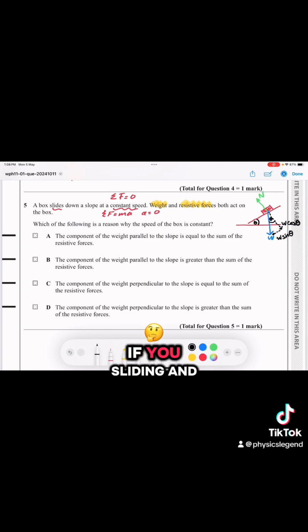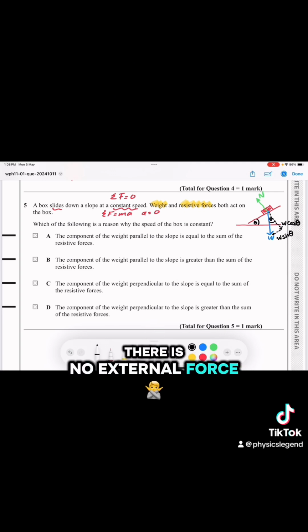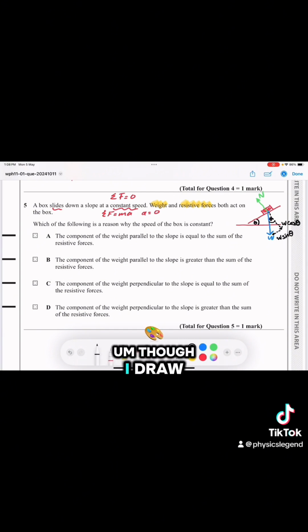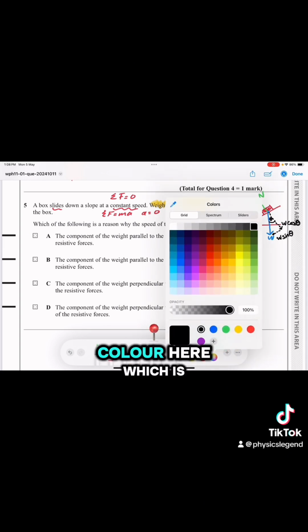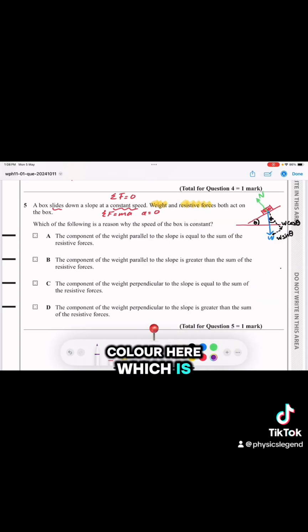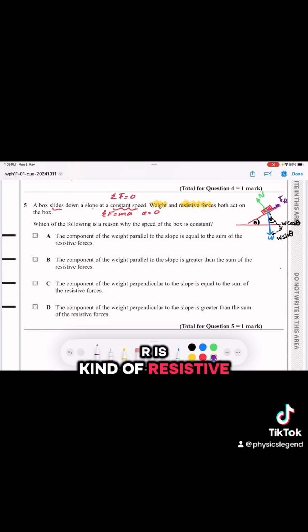If it's sliding and there is no external force, I have to draw another type of force here. Let me change the color. This is the friction force, Fr. It's a kind of resistive force.